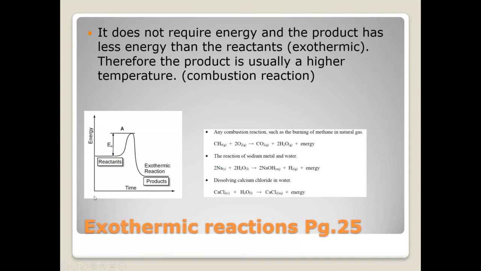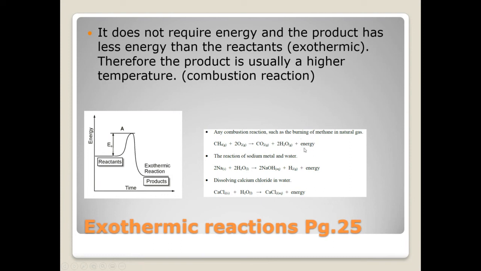So here again, we have our energy line, our timeline here. We have our reactants, our activation energy. The reaction occurs, and our final product has less energy down here than we had up here. So common examples of exothermic reactions are any combustion type of reaction.